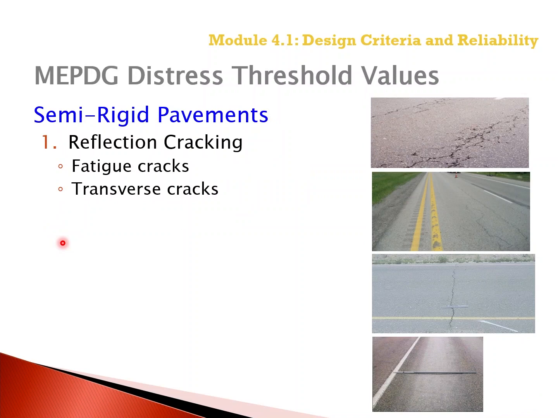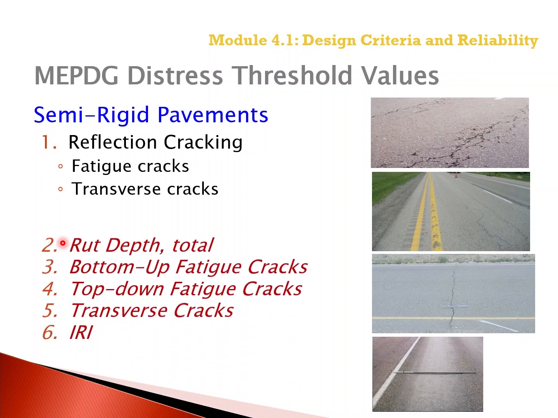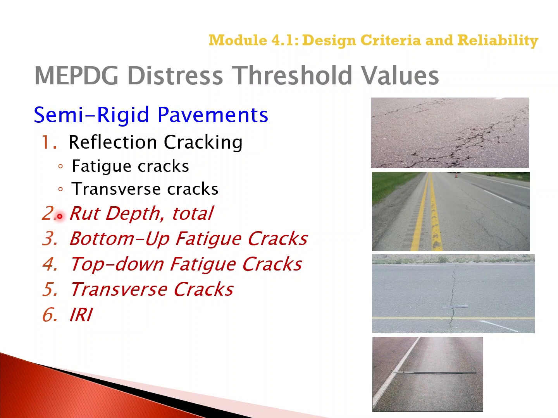For semi-rigid pavements, as a reminder, we have the same distress threshold values as for flexible pavements, but then we also have an additional threshold value based on reflection cracking. Reflection cracking of fatigue cracks and reflection cracking of transverse cracks for semi-rigid pavement. So we still also have total rut depth, bottom-up fatigue cracks, top-down fatigue cracks, transverse cracks, and the final or terminal IRI.